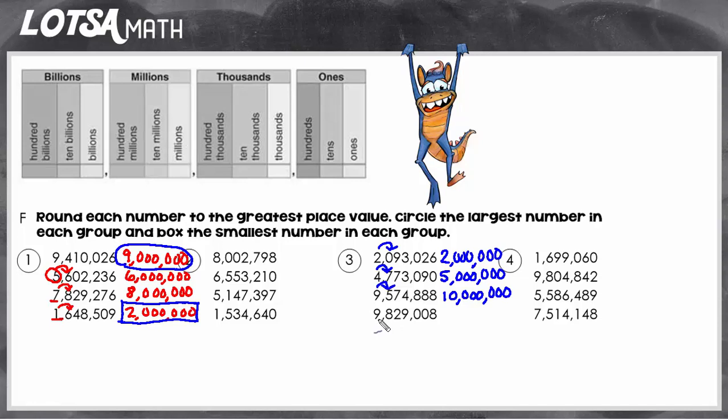Okay, and for the last rounding, we're going to find our place, look next door, 5 or greater, we're going to add 1 more. So this one is going to become 10 million as well. All right. The directions say circle the largest number in each group and box the smallest number in each group. Since in this group there's a tie, I'm just going to circle both the numbers. And I'm going to put a box around the smallest number.